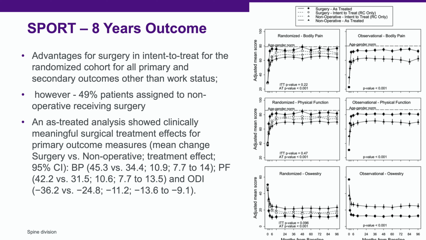We have to remember in the SPORT trial, there was a lot of shifting between arms, and 49% of patients assigned to non-operative treatment did receive surgery in the 8-year follow-up. When we do an as-treated analysis, we showed clinically meaningful results for the surgical treatment group for primary outcomes and non-primary outcomes. You can see this in the tables above.